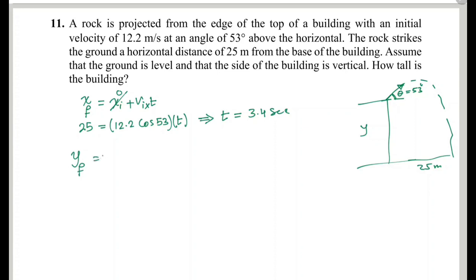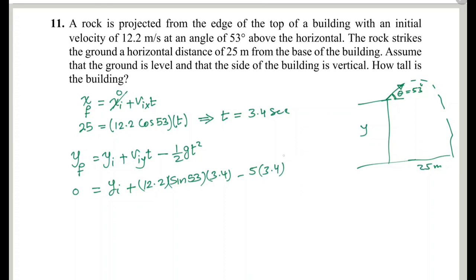So y final equal to y initial plus the initial y t minus half g t square, and this is 0, equal to y initial plus 12.2 sine the y component 53 times 3.4 minus half g, it's 5, times 3.4 square, or 0, equal to y initial plus 33.127 minus 57.8, or y initial equal to 24.6 meters.